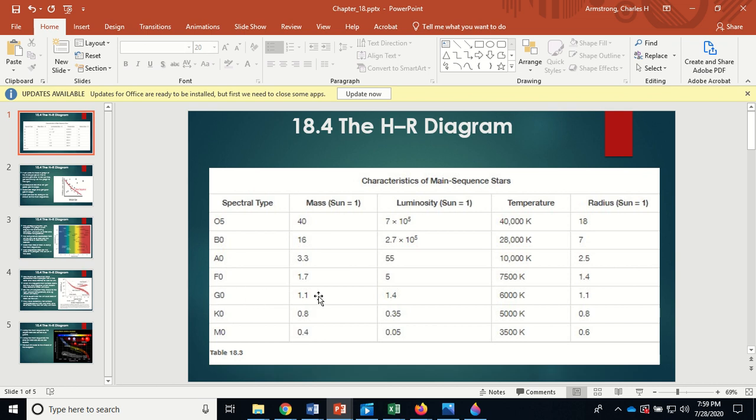It's about 1.1 times the mass of the sun. It's about 1.4 times the luminosity of the sun. Its surface temperature is about the same as the sun. The sun's about 5,800 Kelvin. That's how they have it. O stars 40,000, B stars 28,000. A0 stars about 10,000, F0 stars 7,500. G stars, our sun is a G6. G0 would be about 6,000. Our sun's about 5,800. Then K stars would be 5,000, and M stars would be 3,500.